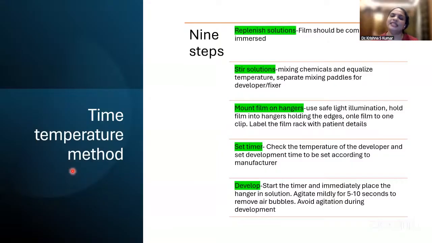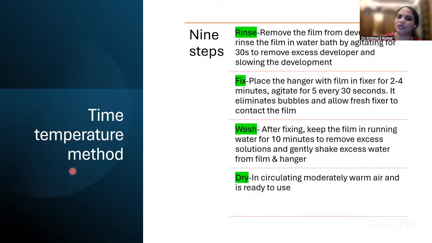Then you can set the timer depending upon the temperature of the developer and the manufacturer instructions. Then after setting the timer, you have to place the hanger with the film in the solution. Initially, for 5 to 10 seconds, you have to agitate to remove the air bubbles, then allow it to get developed. And at that time, you avoid any sort of agitation. So set the time according to the manufacturer's instruction.